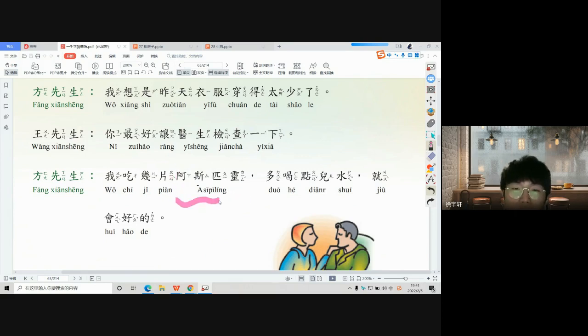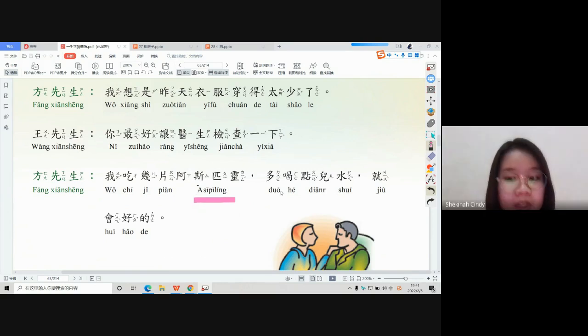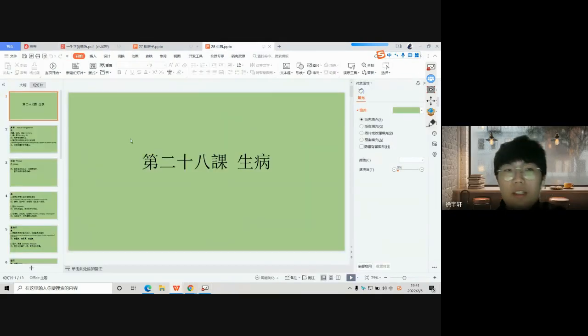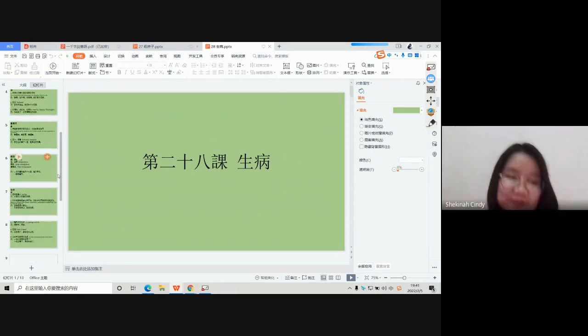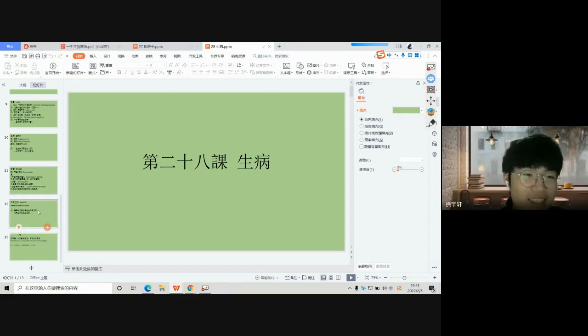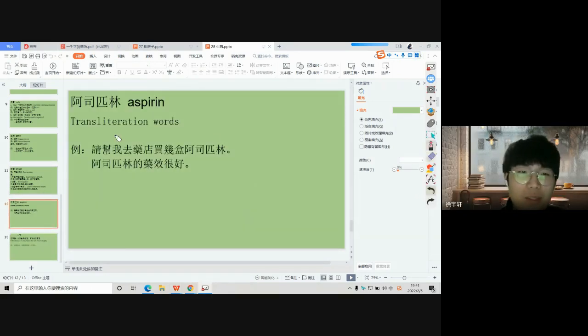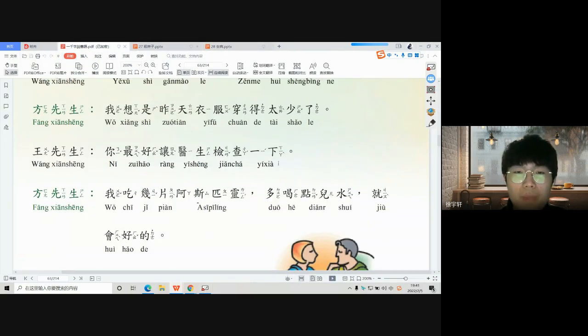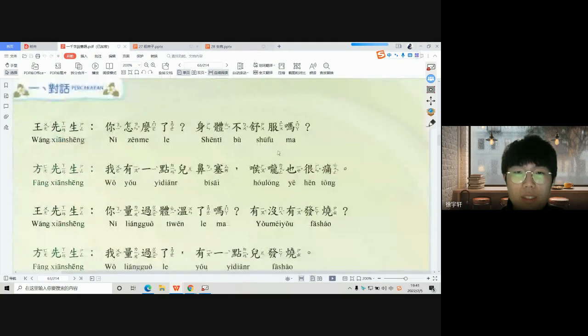阿司匹林, read after me, please. 阿司匹林. Can you try to guess the meaning of 阿司匹林 by its sound? Aspirin. Yes, that's correct. Aspirin is a medicine we take when we get sick. Okay, so let's study one sentence by one sentence.